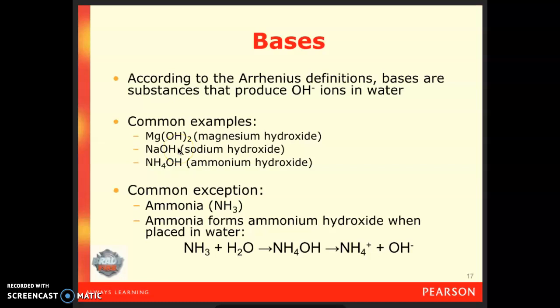Now, ammonia would be considered an exception to the rule when it comes to bases, because ammonia, while it does not have an OH on it, we do consider it basic because as soon as it drops into water, which has to happen anyway in order for a base to form, that water reacts with the ammonia to make ammonium hydroxide, and the ammonium hydroxide then splits apart into ammonium ions and hydroxide ions. So that's what bases are by their definition.